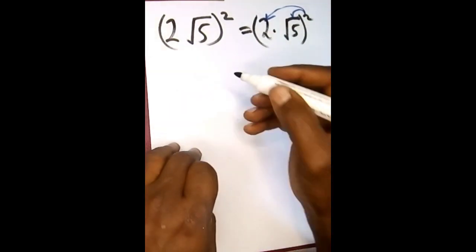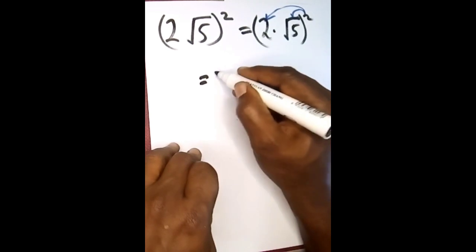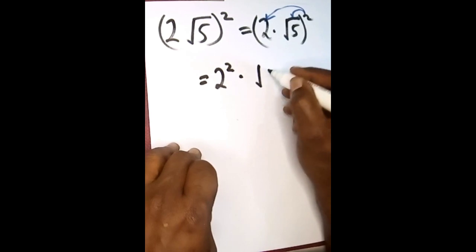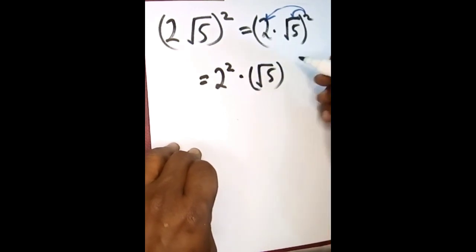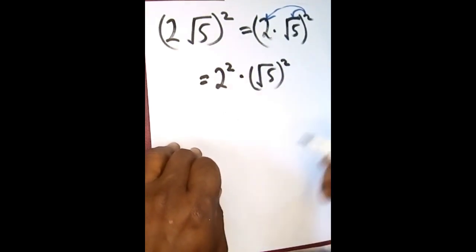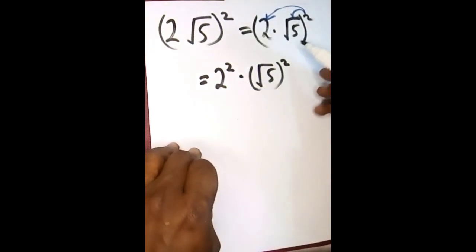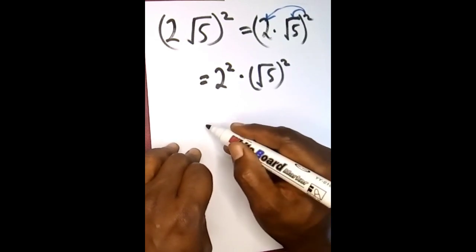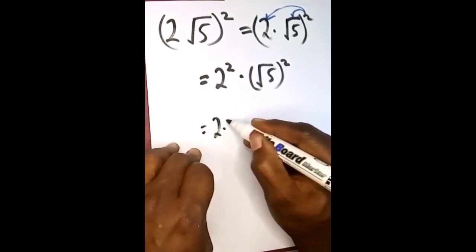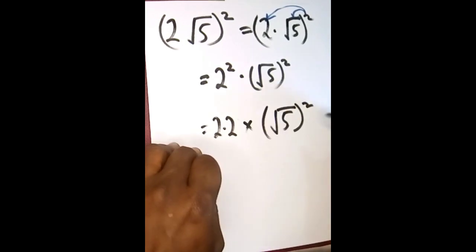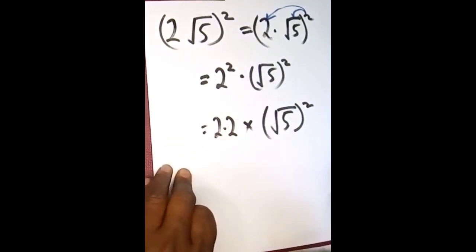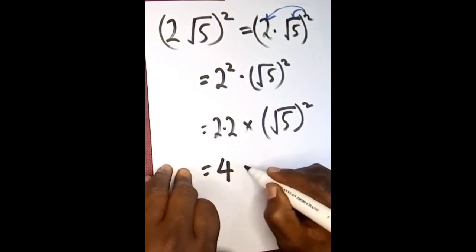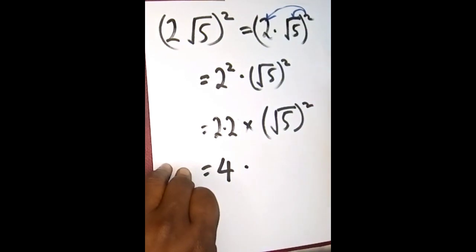So when we do that, what do we get? This becomes 2 raised to power 2 times root 5 raised to power 2. We know that 2 raised to power 2 is 2 times 2. Multiply that by root 5 all squared. So what does that give us? This gives us 4 times root 5 all squared.